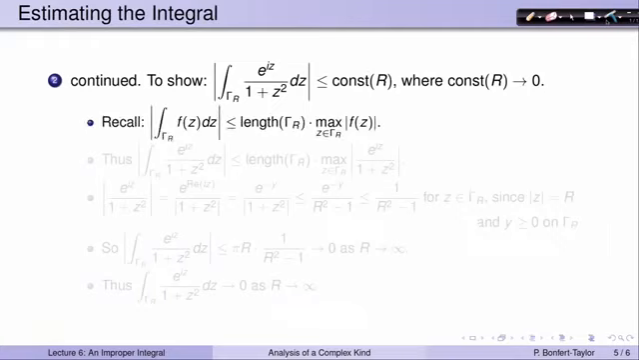Remember what we learned a while ago. The absolute value of a contour integral is bounded above by the length of the curve over which we're integrating times the maximum of the absolute value of f for z's that are on the curve. So let's use that.